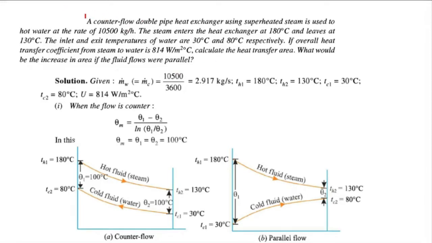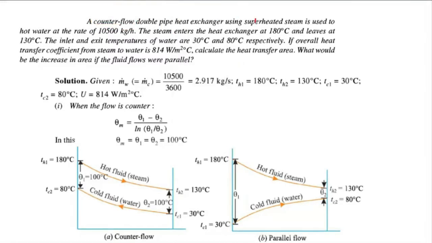In the question, it has been given that we have a counter flow heat exchanger, counter flow double pipe heat exchanger actually. So, what is the type of heat exchanger? That does not matter. The only thing which matters is what is the classification on the basis of relative velocity of the fluids. So it is counter flow heat exchanger.